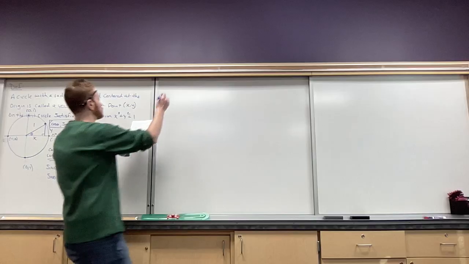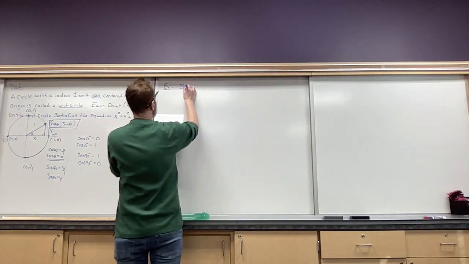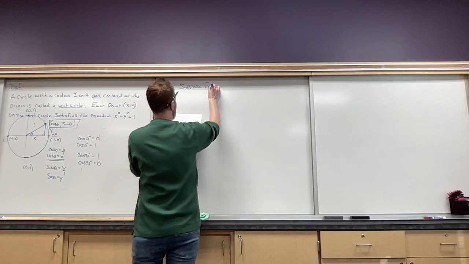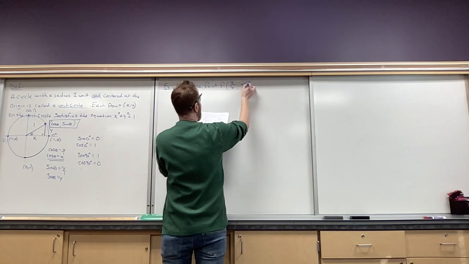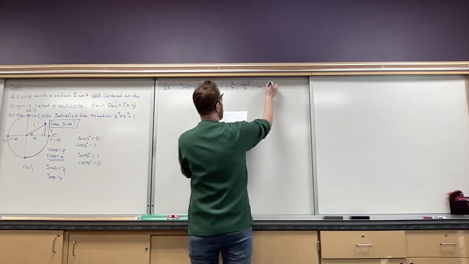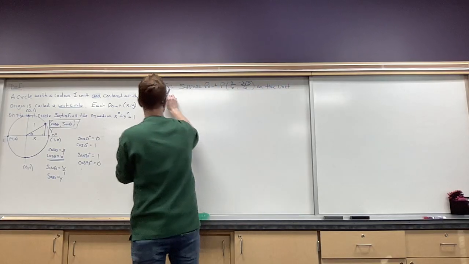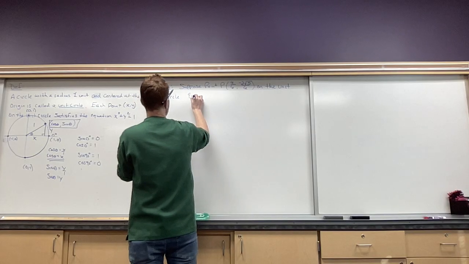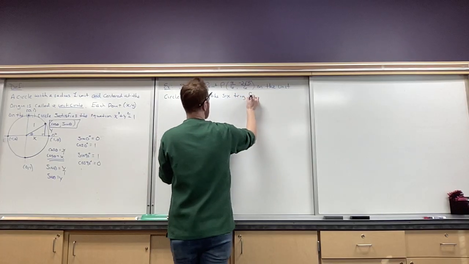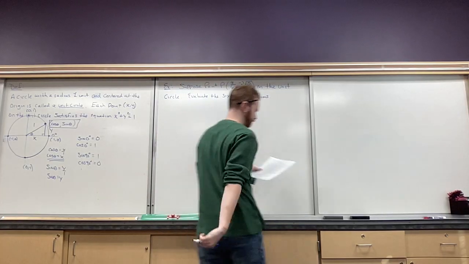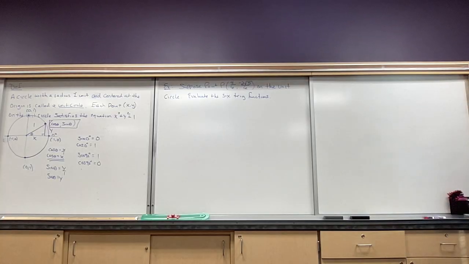Let's try an example. Suppose we have point P, which is 4 over 6, negative 2 square roots of 5 over 6, on the unit circle. Evaluate the 6 trig functions. Okay. So I'm going to give you a point, and we're going to find what sine, cosine, tangent would be at that point, along with secant, cosecant, and cotangent.